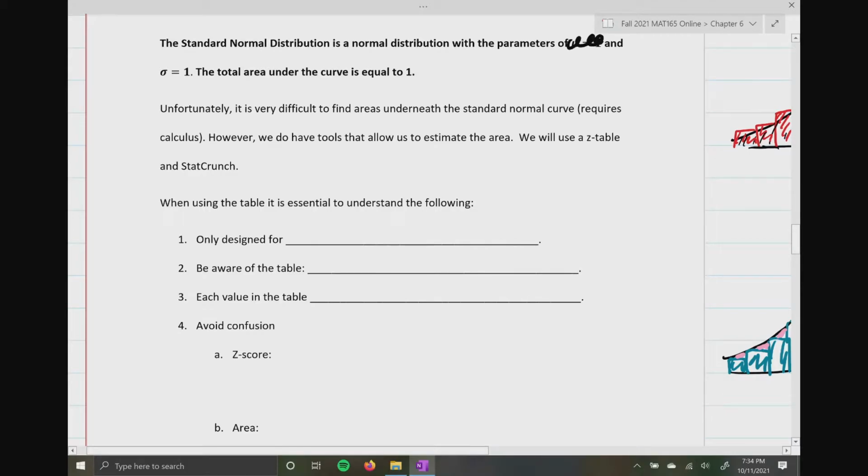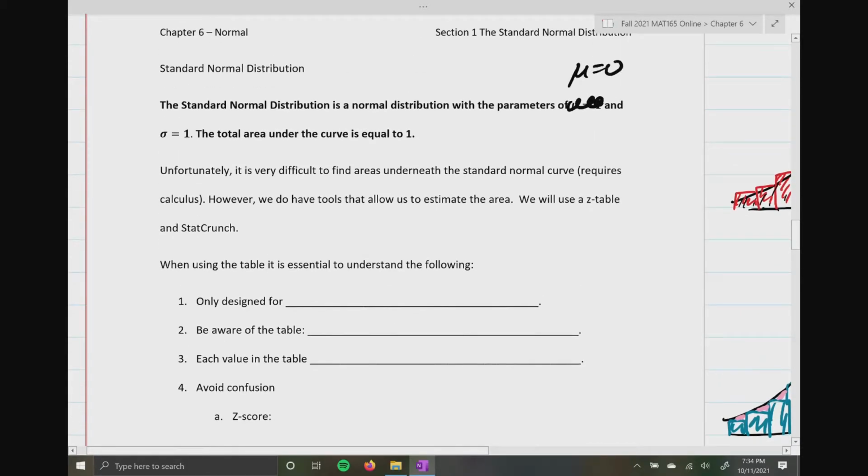Glad I read that. That is a typo. Mu equals 0 and the standard deviation equals 1, and the total area under the curve is equal to 1. We know it's very difficult to find these areas because it's a curve, and it requires calculus. But we're going to use what we call a z-table.